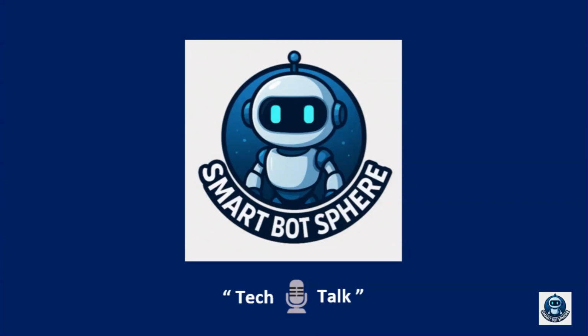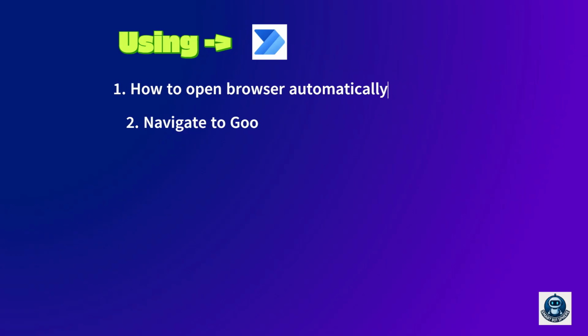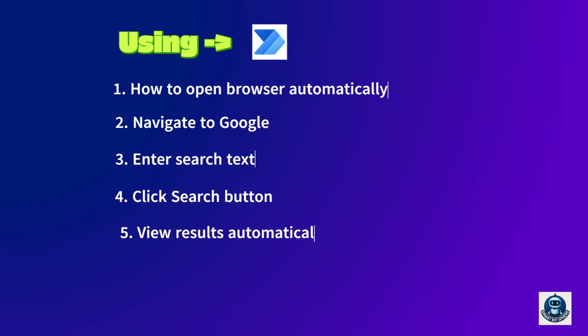In today's video, we will learn how to create a simple Google search automation using Power Automate Desktop. This is a beginner-friendly project, so if you are new to automation, this is a perfect place to start. By the end of this video, you will know, using Power Automate Desktop, how to open the browser automatically, navigate to Google, enter search text, click the search button and view results automatically. Let's get started.